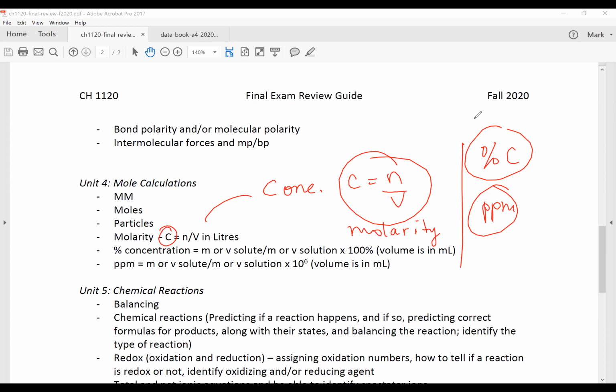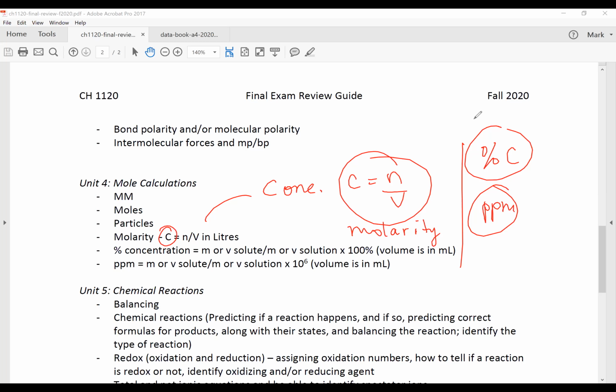If you're in engineering, you would probably use all three of these. You would use molarity, you would use percent concentration, and you would use ppm. So molarity is a measure of concentration, but there are three types of concentrations you guys are expected to know. And that's not to confuse you.